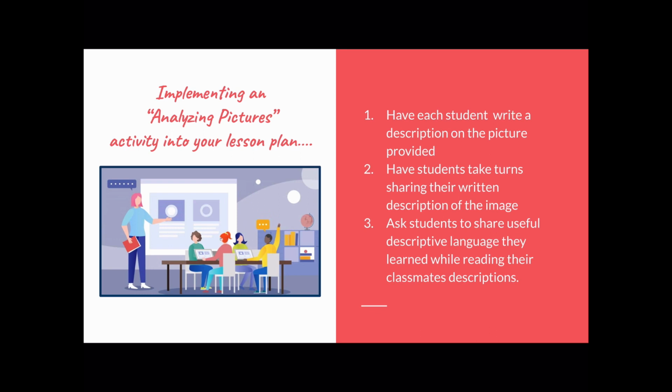Step 2, you're going to have students take turns sharing their written description of the image. You could conduct this activity in small groups or even just having them work in pairs or walk around the room. And lastly, the focus of the exercise: have students share useful descriptive language they learned while reading their classmates' descriptions. So ultimately, the goal of this activity is to have them gain different perspectives from conversing with their classmates.